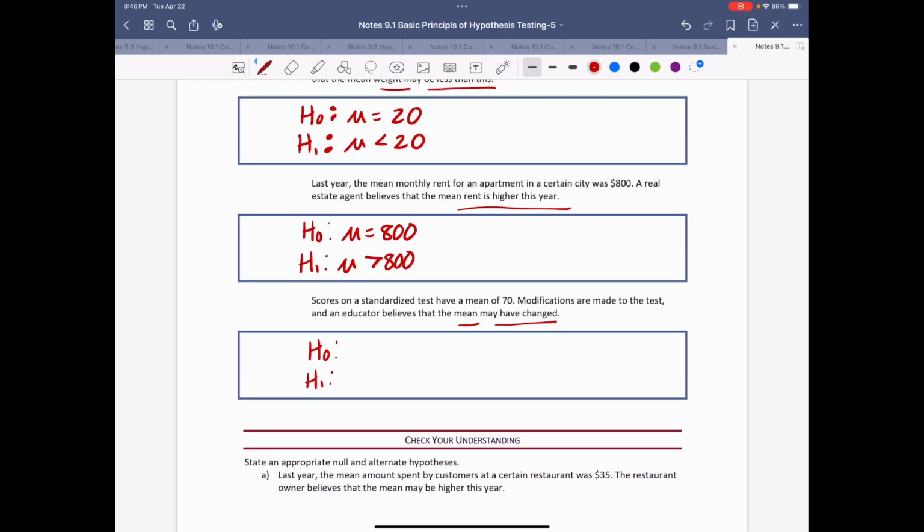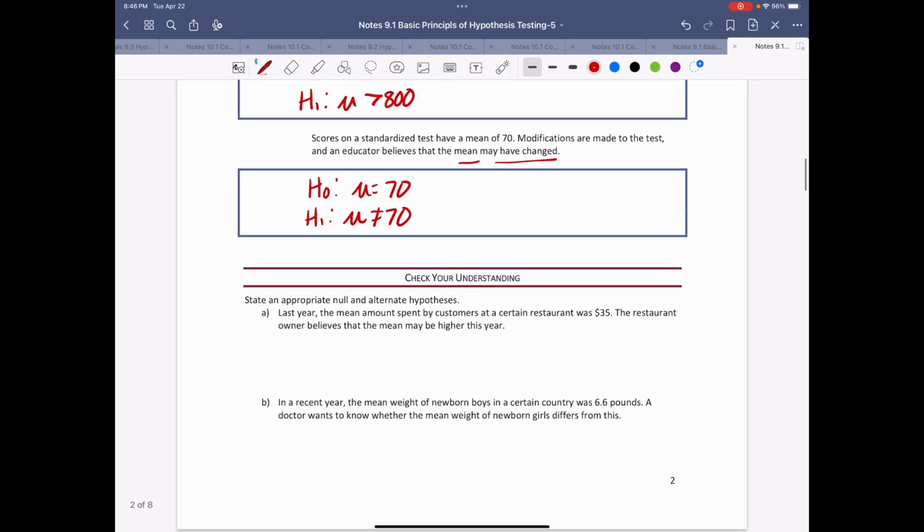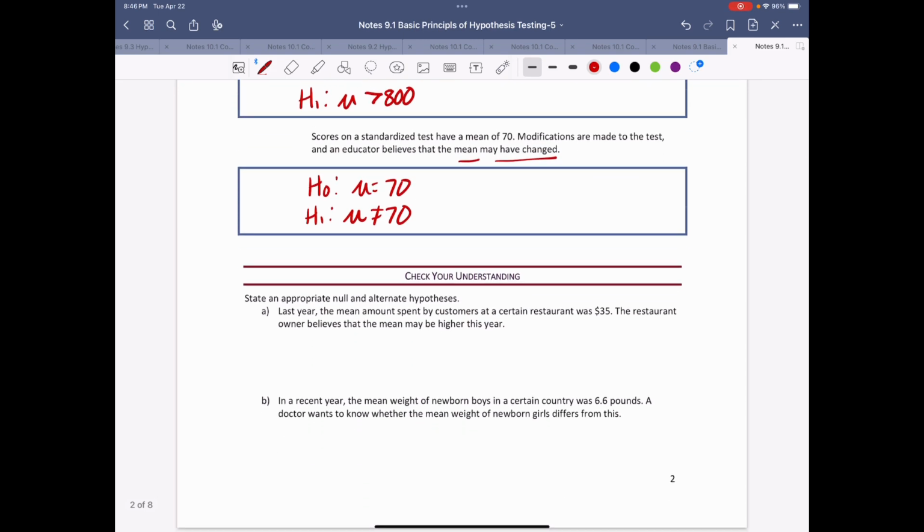Okay, so here's what the educator thinks. It's changed, so it's not 70. And H0 is, it is 70. That is a two-tailed test. Pause the video and answer these two and then turn it back on.